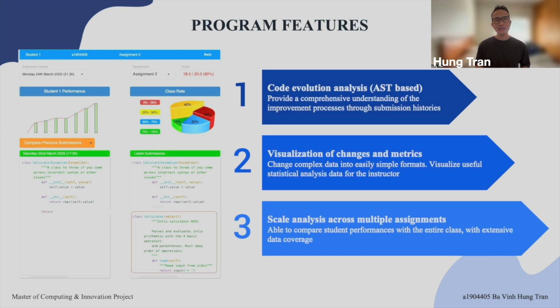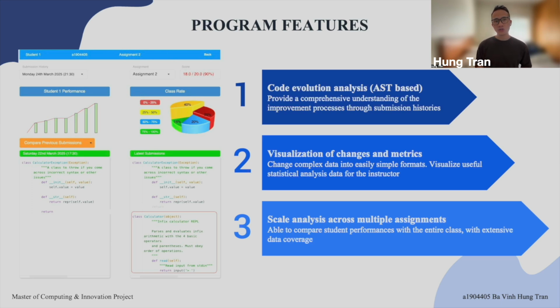Secondly, this analysis is enhanced by dynamic visualization of changes and metrics. These visualizations translate complex data into easily understood formats, showcasing code modification, performance metrics, and statistical trends with clarity and precision. Instructors can effortlessly identify patterns, spot outliers, and gain a complete view of student progress.